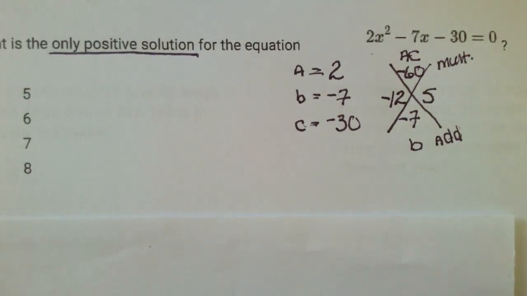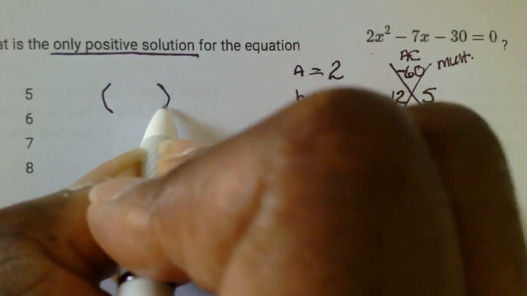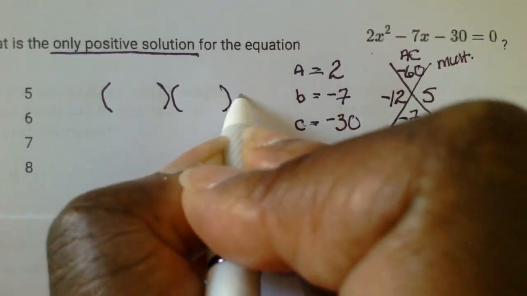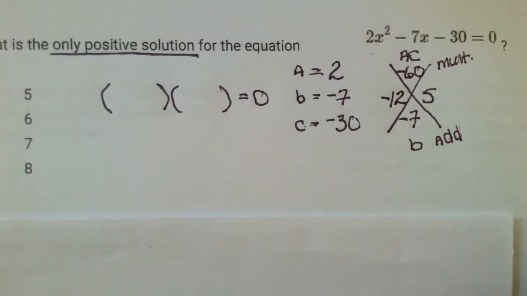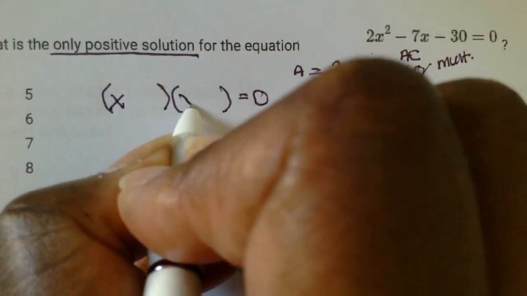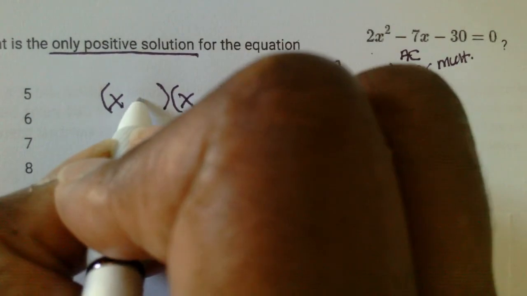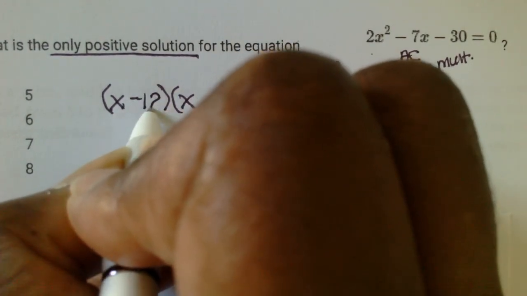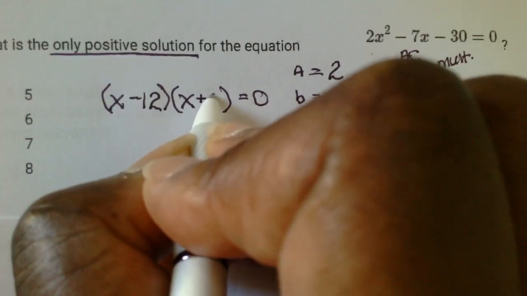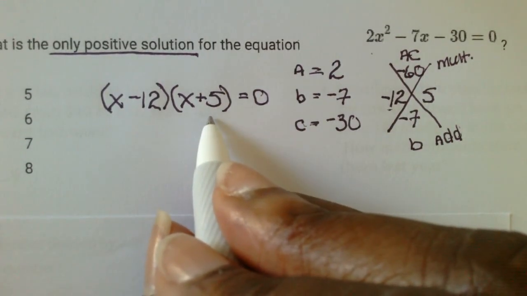Now that we have that part, we're going to put our two parentheses. I'm going to put it over here, just to give myself some room, and it's going to equal 0. So I split my x's, and then I write the two factors that we just found. And since that's a positive 5, we put plus 5.